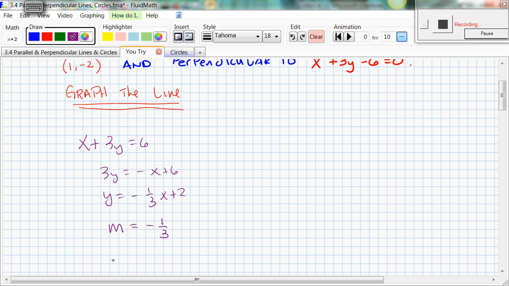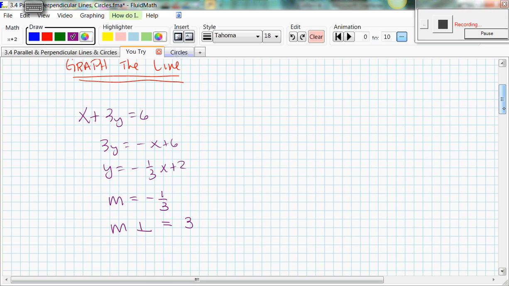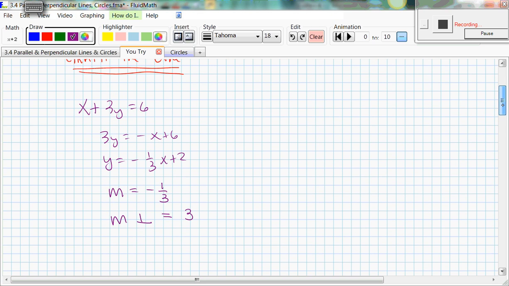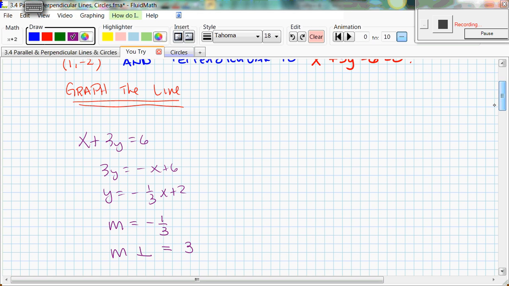-1/3. What's the slope of the line perpendicular to that? 3. Do you notice how I wrote that down right in the page? Okay, so I figure out the slope of the line, then the slope that I want perpendicular would be that. So then, how do you figure out the line that contains that point? What do you use?